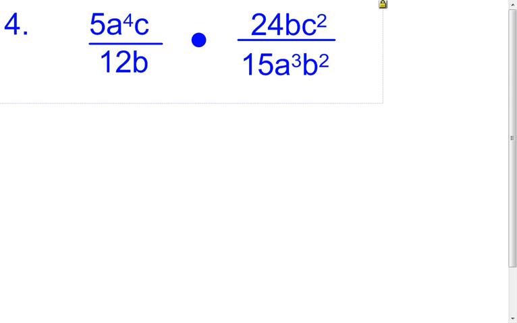All right, similarly here, I will try to write this a little bit better, but the 5 can become a 1, and the 15 can become a 3. This a to the third will cancel out with 3 of these and make this be a to the 1. The 12 and the 24 can reduce, be a 1 and a 2. These two b's here and here can cancel each other out. Okay. And then that is all I can do.